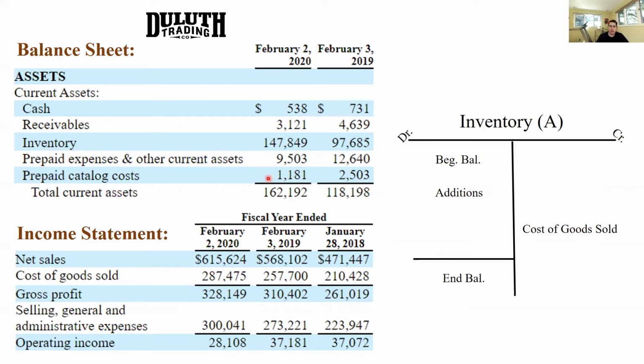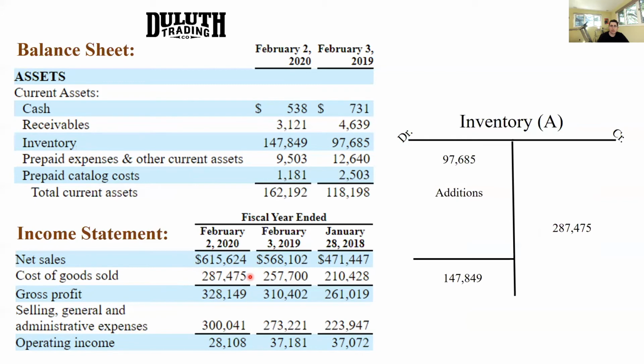So first of all, what is the starting and ending points of our inventory bucket? Well, we can find that on the balance sheet. This right here is the inventory balance. And this is this year's balance, 147,849 is the current year balance, and 97,685 is last year's balance. So 97,685 is going to be the beginning balance, and 147,849 is the ending balance. Okay, now we know what the cost of goods sold entry was, don't we? It's a credit to the inventory account and a debit to cost of goods sold. So there's that debit to cost of goods sold, which is 287,475. We could plug that in right there.